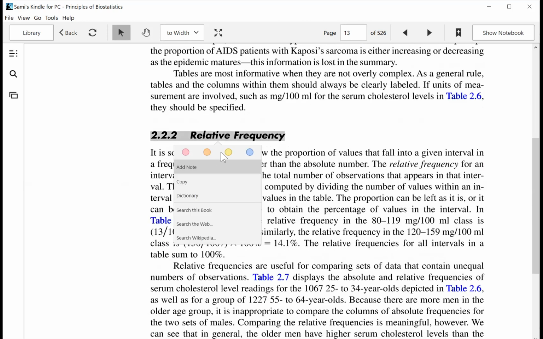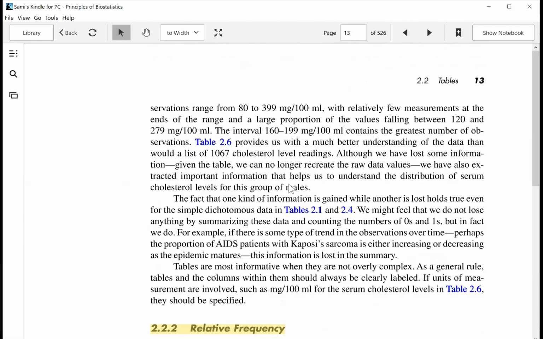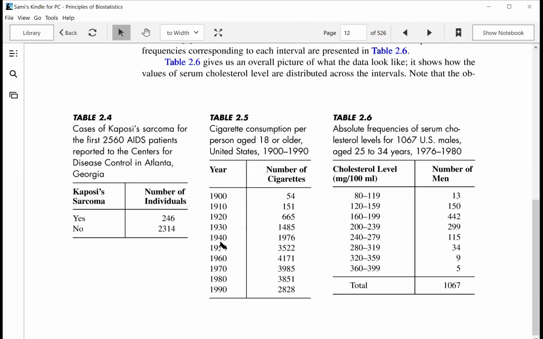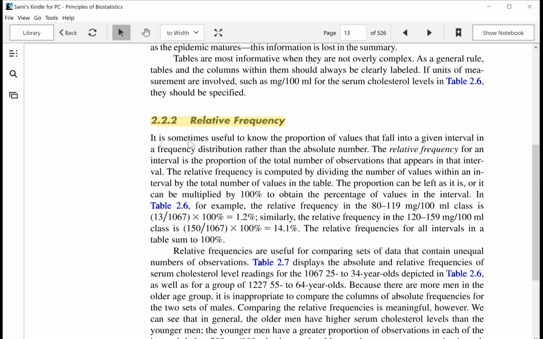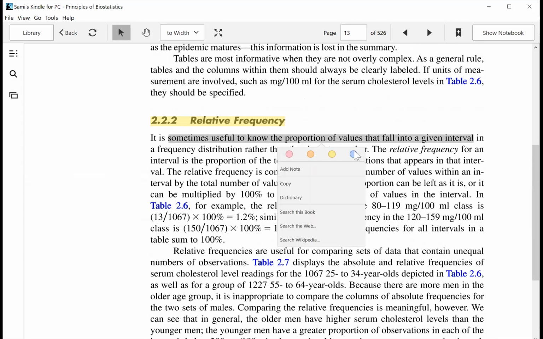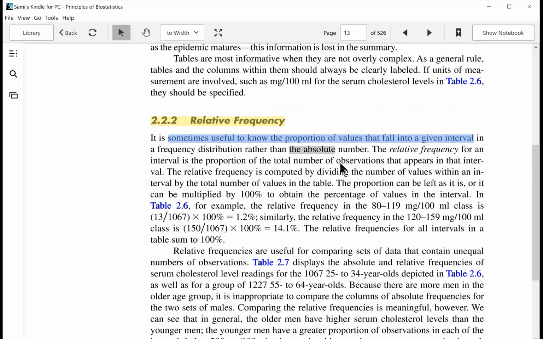So first we discussed the frequency distribution, and now number two, we're discussing a word put before frequency, which is relative. So relative frequency. It's sometimes useful to know the proportion of values that fall into a given interval in a frequency distribution, rather than the absolute numbers themselves.